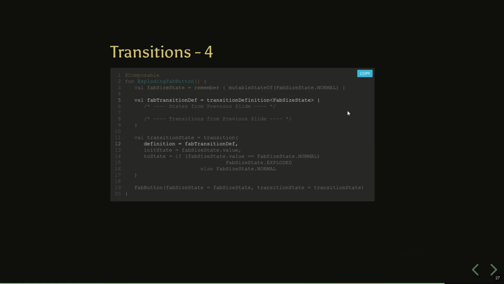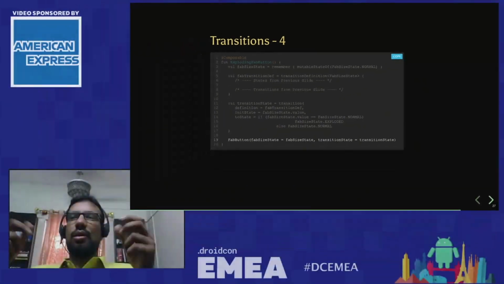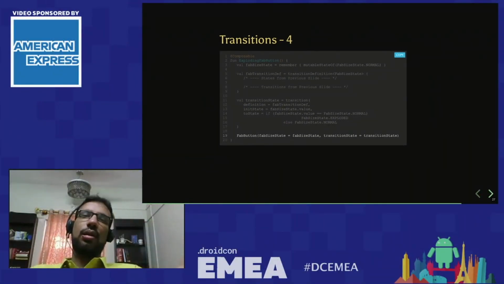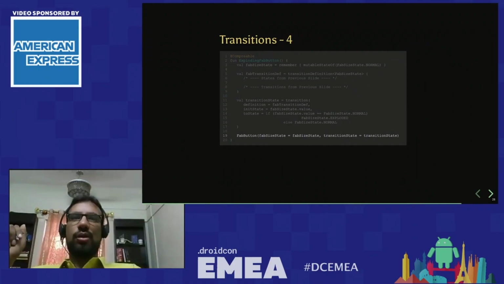So now I have told it what the definition of this transition is, that is the same variable, and what the initial state is, that is the website state, which by default is normal, and what the toggle state is. So I have swapped it, and you can do more stuff with it. Like if current is normal, then make the toggle state exploded, and otherwise it's back to normal. So I have played that. And finally, I am defining the fab composable button and putting these states and transition sizes here. So yeah, now let's see what this fab button composable does.